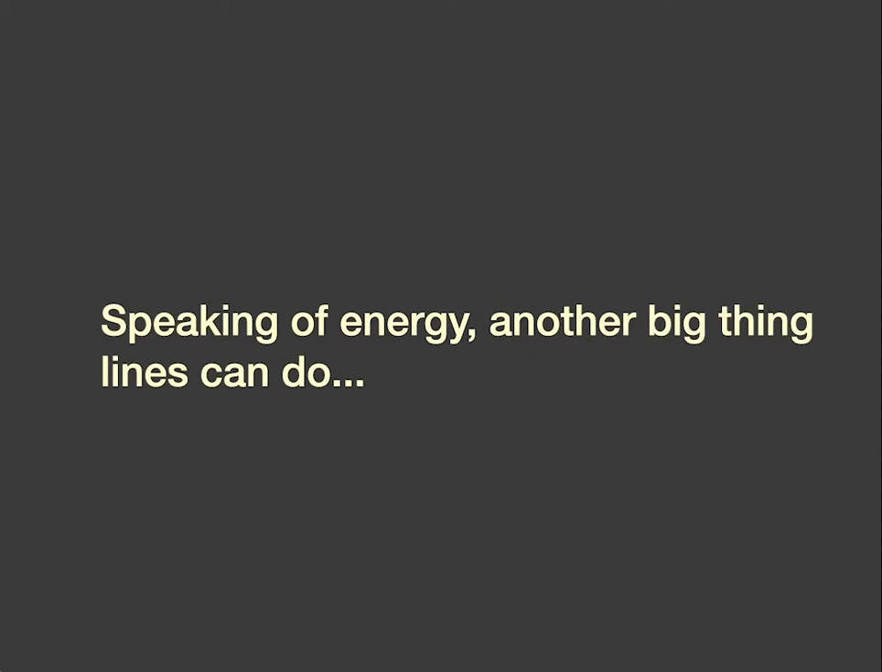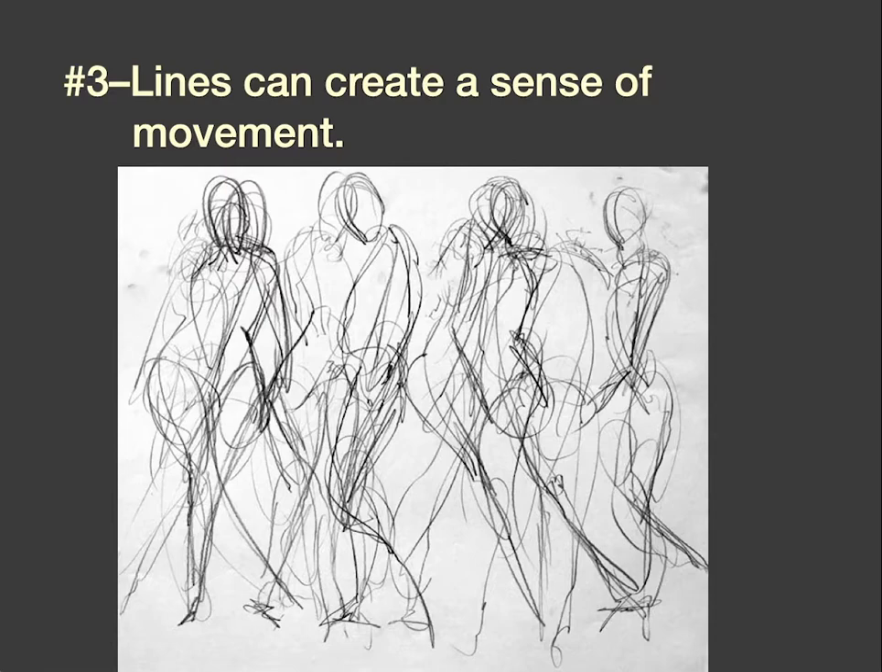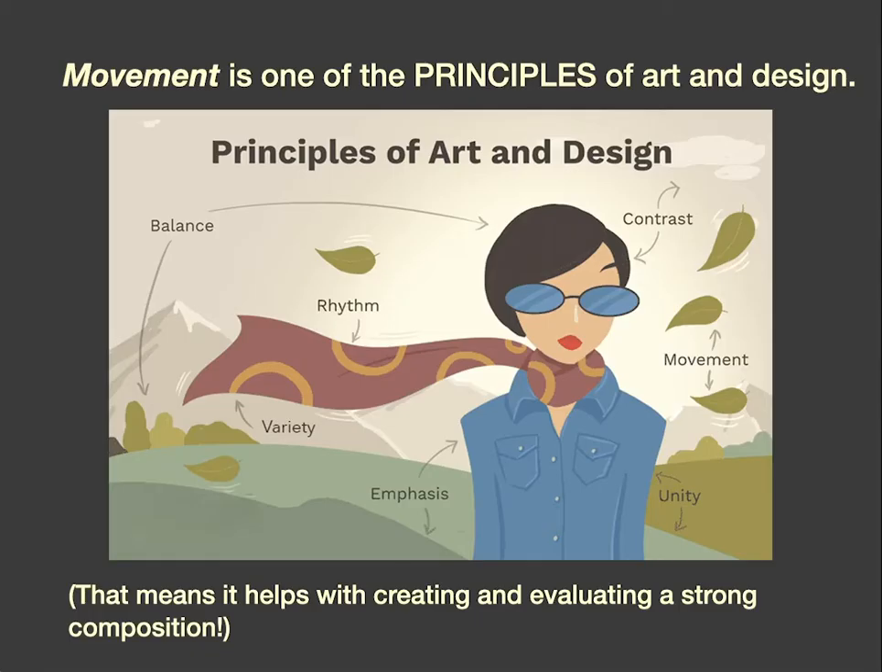And speaking of energy, that leads us to a third thing that lines can do. So again, we've talked about lines being able to define shape and form. We've talked about lines being able to create a mood or sensibility. And now lines can create a sense of movement. That's going to be pretty big for Project 2 as well. So let's talk about movement for a minute.